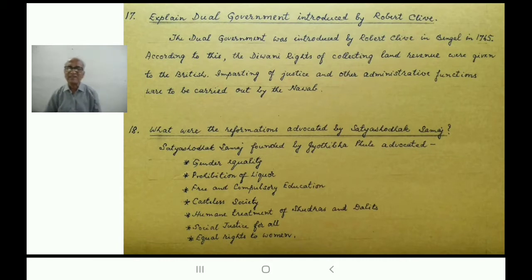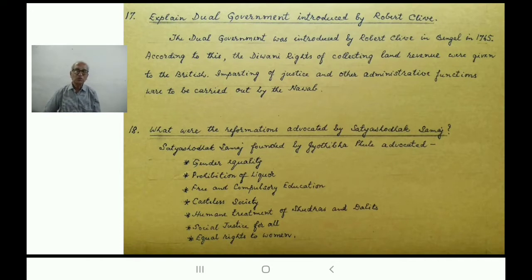Next, casteless society. Society should turn to be casteless. No caste system. Humane treatment of Shudras and Dalits in the community.